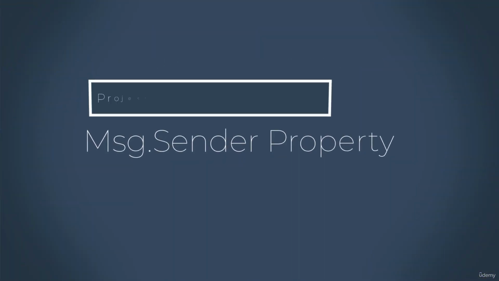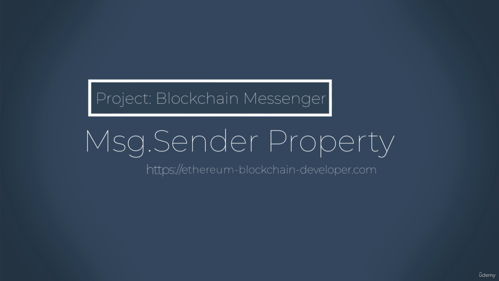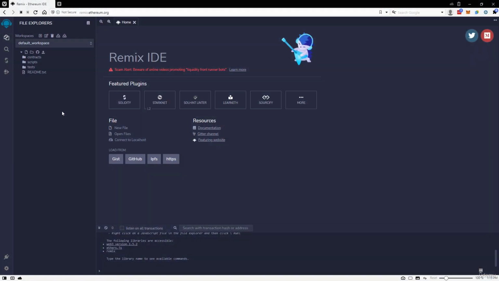Now we have already covered quite a few variable types together. There is one more thing that I want to discuss before actually wrapping it up. That is the message object, and in particular the property message.sender. There's a lot more in the message object, but in general I want to discuss this first.